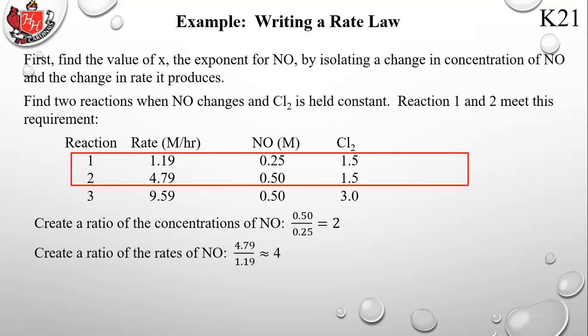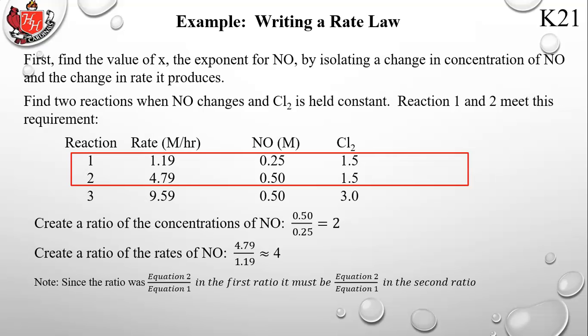So you create a ratio of the rates with those two different concentrations of NO. Now, since you put number 2 on top of number 1, that was the 0.5 over the 0.25, you have to do it in the same order for the rate. So you have to put the 4.79 over the 1.19. And so you do that ratio for the rates. And that gives you about 4. So what you're going to do now is you're going to figure out what power you need to raise the number 2 to in order to get 4.